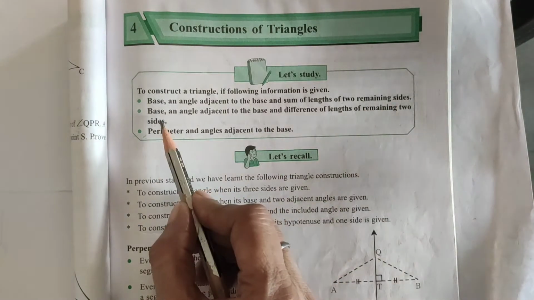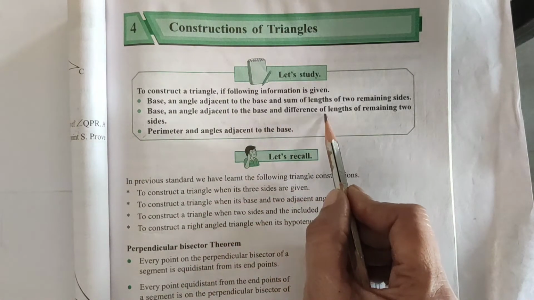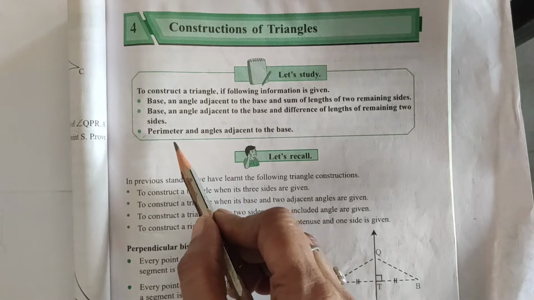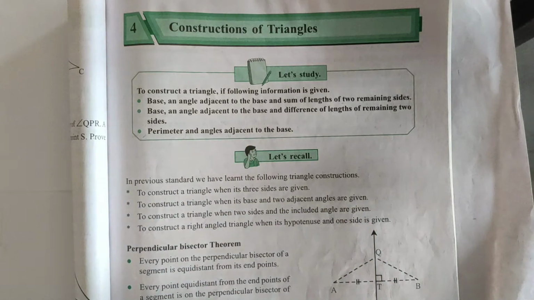Second type of construction is what? When the base is given, an angle adjacent to the base, and the difference of the lengths of the remaining two sides are given. And the third construction is of the type when the perimeter and angles adjacent to the base are given.